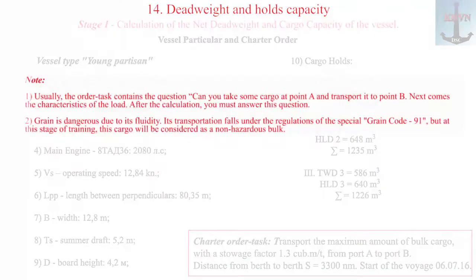Note 1. Usually, the order task contains the question: can you take some cargo at point A and transport it to point B? Next comes the characteristics of the load. After the calculation, you must answer this question. 2. Grain is dangerous due to its fluidity. Its transportation falls under the regulations of the Grain Code, but at this stage of training, this cargo will be considered as a non-hazardous bulk.